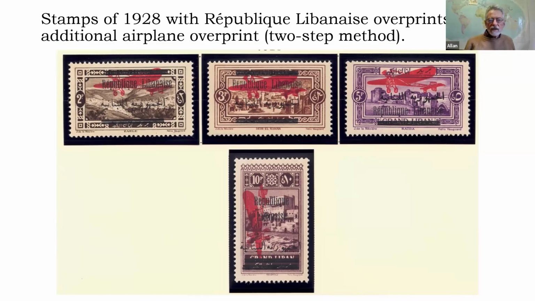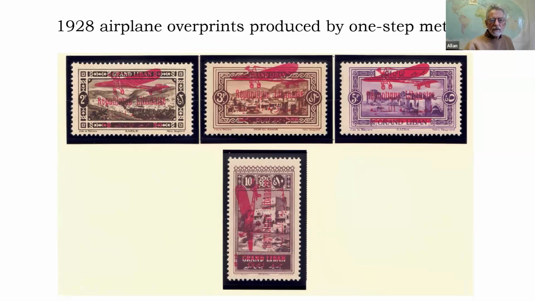These are airmail stamps, stamps that were originally overprinted with Republic of Lebanon overprints and then an airplane added separately in what we call the two-step method. In other words, two separate overprints. The same stamps were overprinted using a single step overprint, where the airplane and the inscription Republic of Lebanon are coordinated as a single overprint.